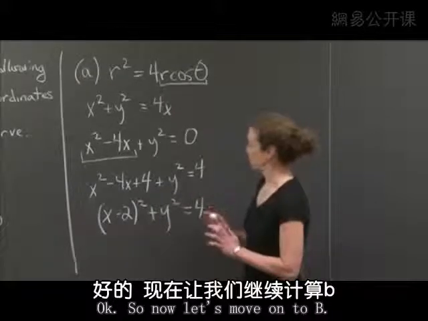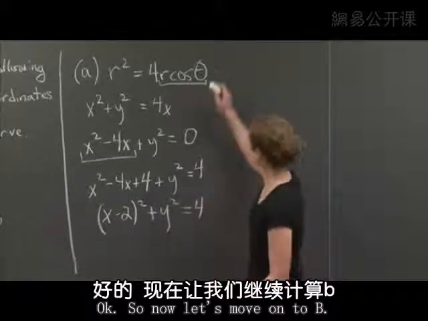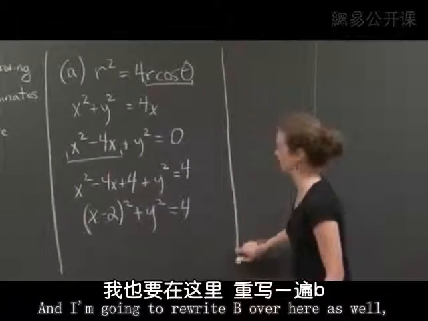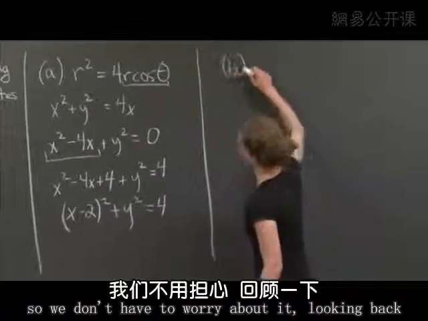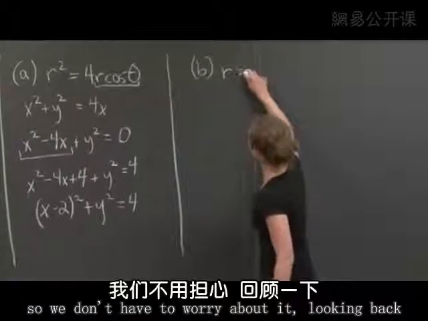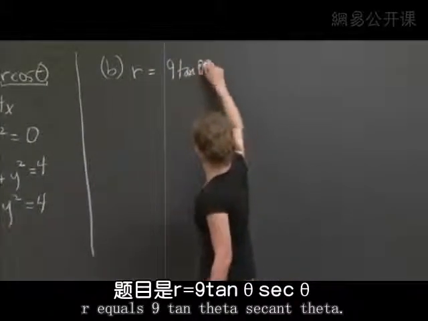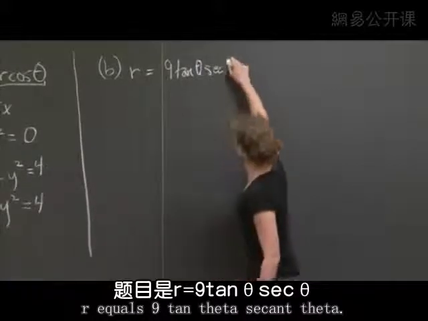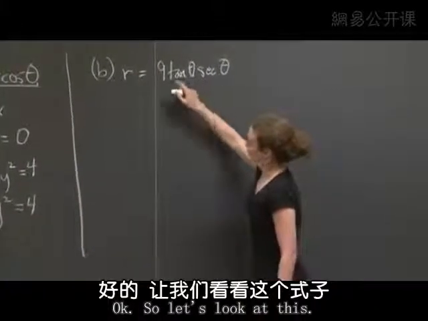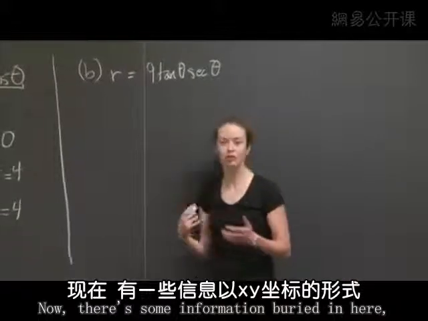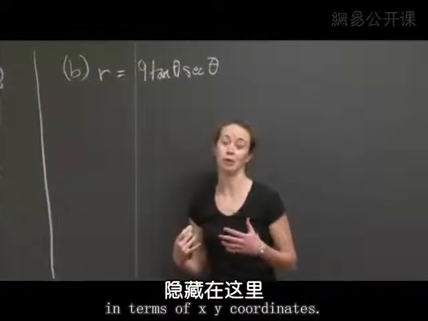Okay, so now let's move on to b. And I'm going to rewrite b over here as well, so we don't have to worry about it. Looking back, it's r equals 9 tan theta secant theta. Okay, so let's look at this. Now, there's some information buried in here in terms of xy coordinates.